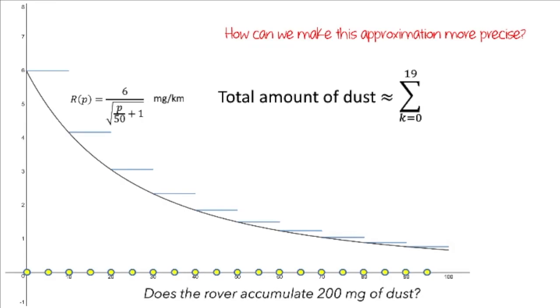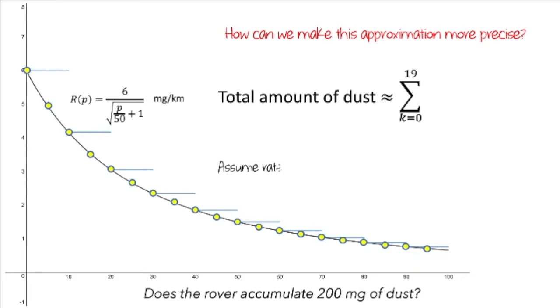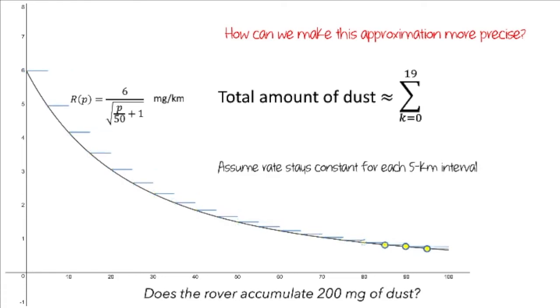Then we need to find the rate of dust accumulation at the start of each interval, and then again assume that rate stays constant for each 5-kilometer interval, which will make our graph look like this. We know we're using the rate of accumulation at the start of each interval. Then to find the amount of dust that accumulates in each interval, we multiply the rate of accumulation in each interval by the width of the interval, which makes our graph look like this.